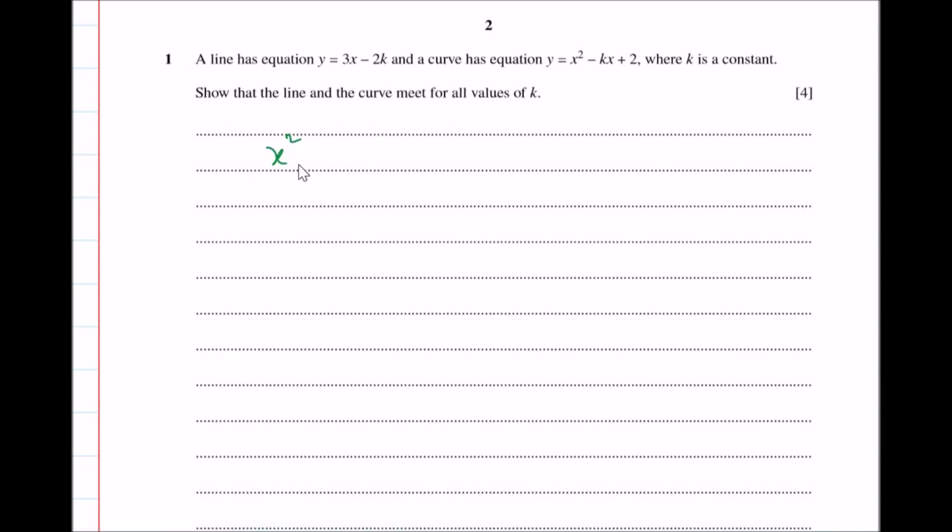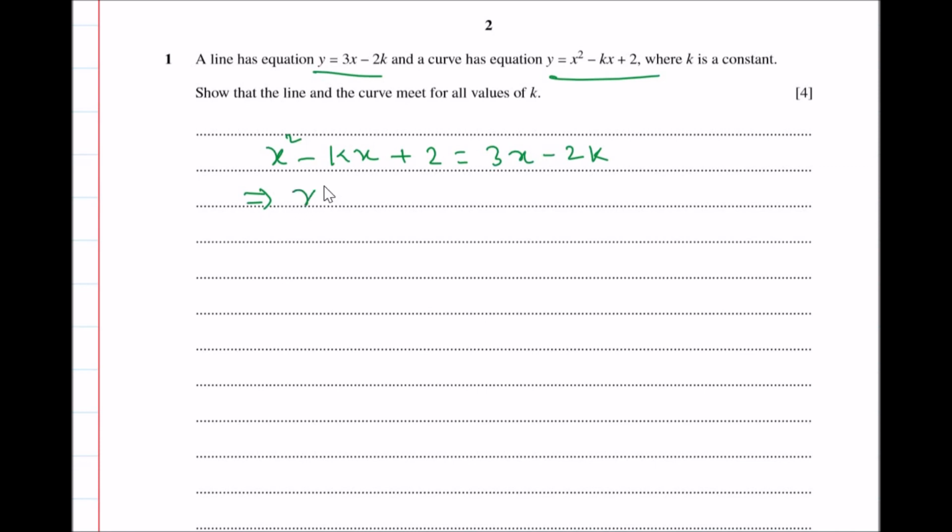x square minus kx plus 2 is equal to 3x minus 2k. This is also y, this is also y, and they are meeting, so they will be equal at that point. So we write them equal. Now we will bring all the terms on the left side and make the right side equal to 0, so that we will get a quadratic.